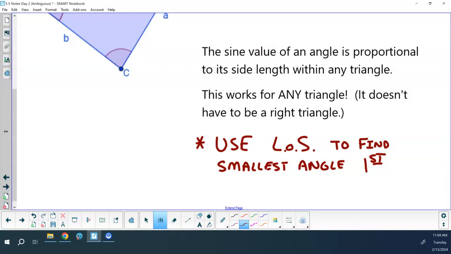Thinking back to your relationships with triangles, back when you were in geometry, where do I find the smallest angle? Or conversely, where would I find the biggest angle? So the biggest angle is opposite the longest side. So where's the smallest angle? Opposite the smallest side. So it is opposite the shortest side.